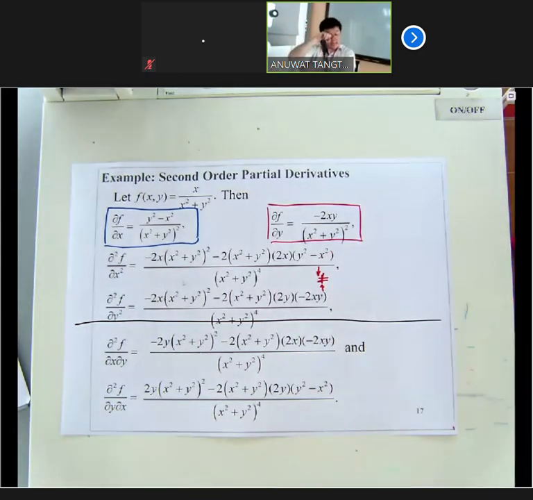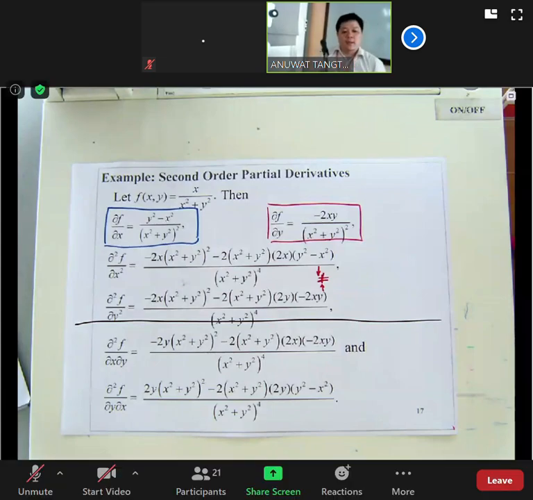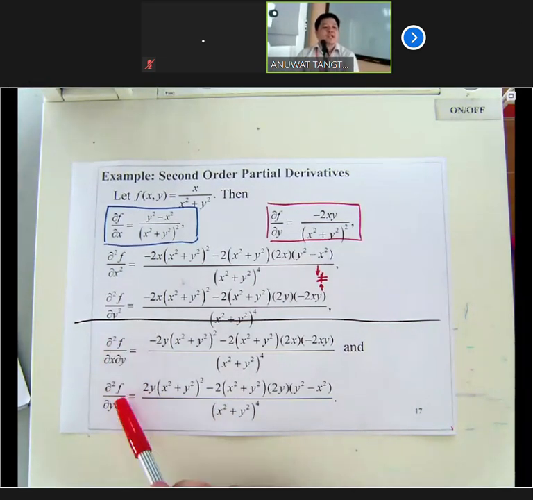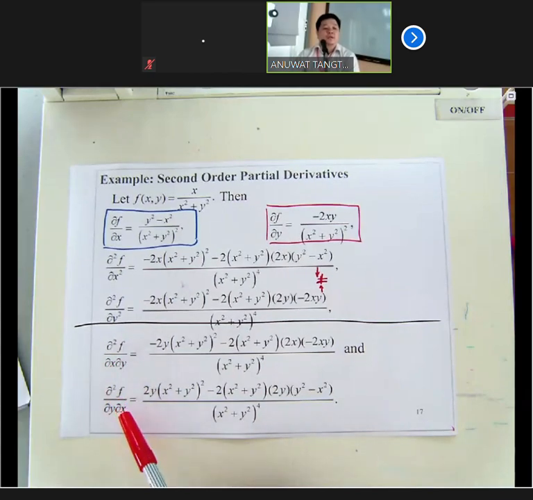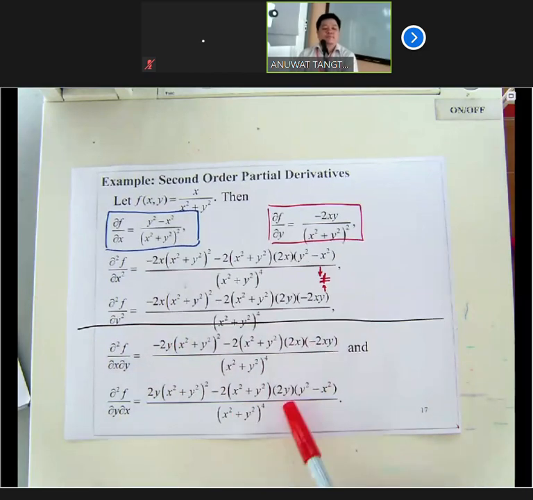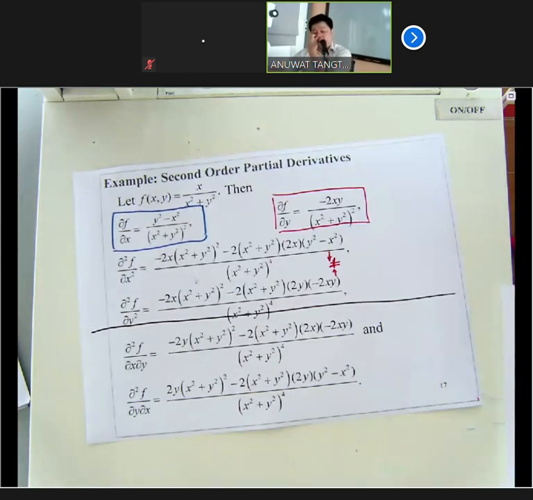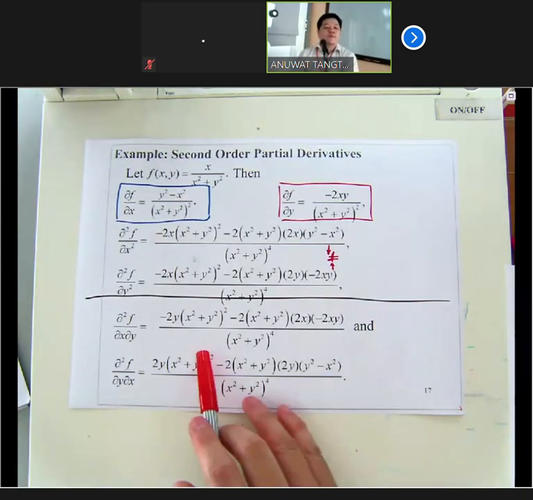But now, if you look at d square f by dx dy and d square f by dy dx, even though the partial derivatives are found in different order, surprisingly, if you expand this out, you will see that they are equal. Let me show you how to find the derivative first, and then we will expand it out later.